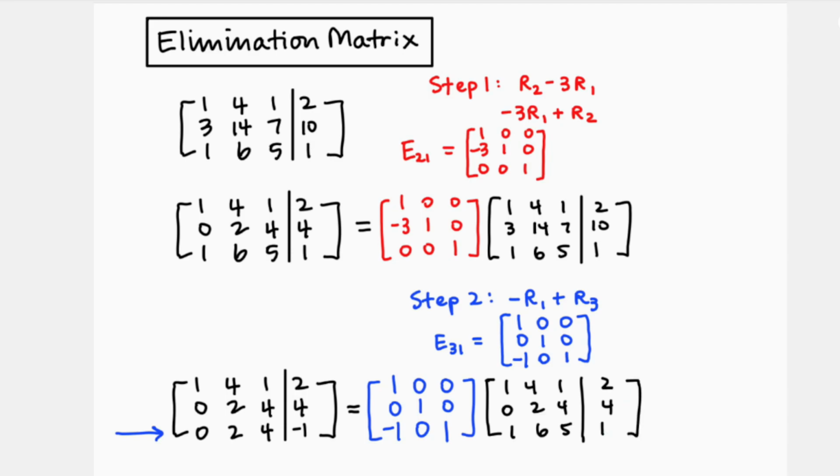Now at this point, you're probably looking at it and saying, okay, I can see that the system you're trying to solve has no solution. You have 2, 4, 4 and 2, 4, -1, and those aren't parallel, so you're going to end up with an inconsistent system. And that's true.